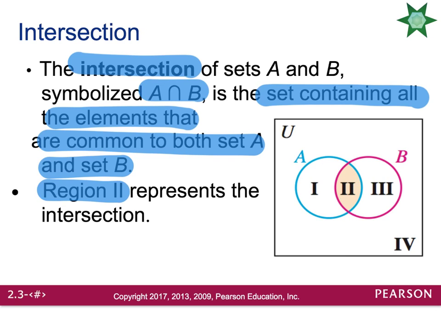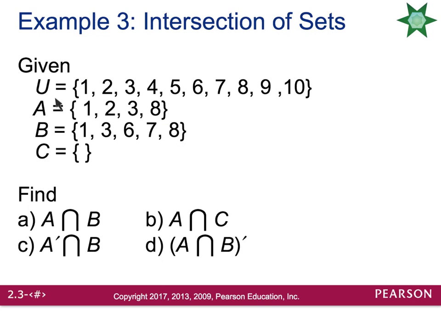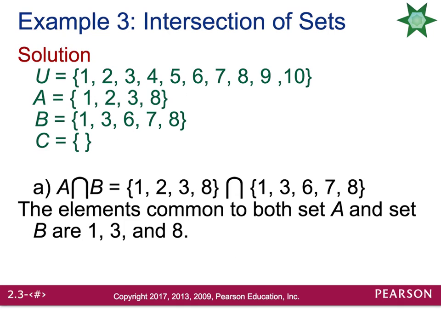Okay, that's the intersection. So let's say our universal set is the numbers 1 to 10, and then A is 1, 2, 3, 8, and then B is 1, 3, 6, 7, 8. And then C is just the empty set. So C is no elements. So we'll find A intersect B, A intersect C, A complement intersect B, and A intersect B complement. Now be careful with the parentheses here, because when you see parentheses you have to do inside the parentheses first and then take the complement. So we'll talk about that next when we get to that example.